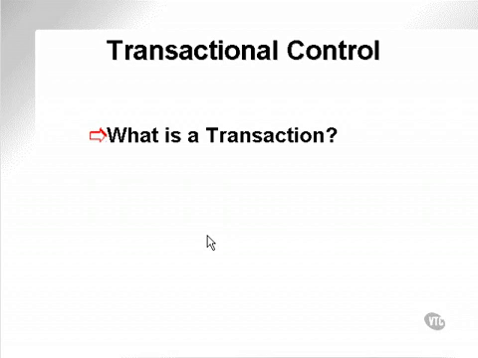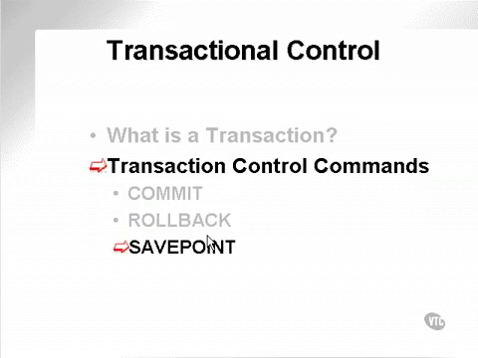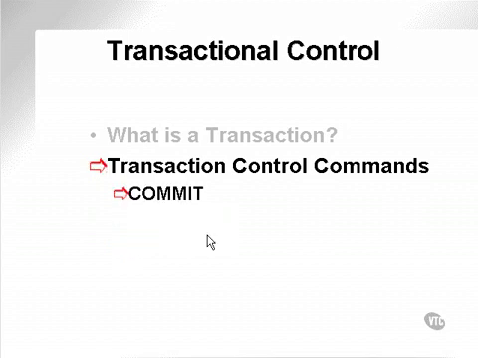Transactional control allows you to control the storage or the abortion of multiple SQL statements. There are a number of transactional control commands. The first one is commit. The second one is rollback. Another is savepoint, and savepoint is really a label to redirect control within a transaction.